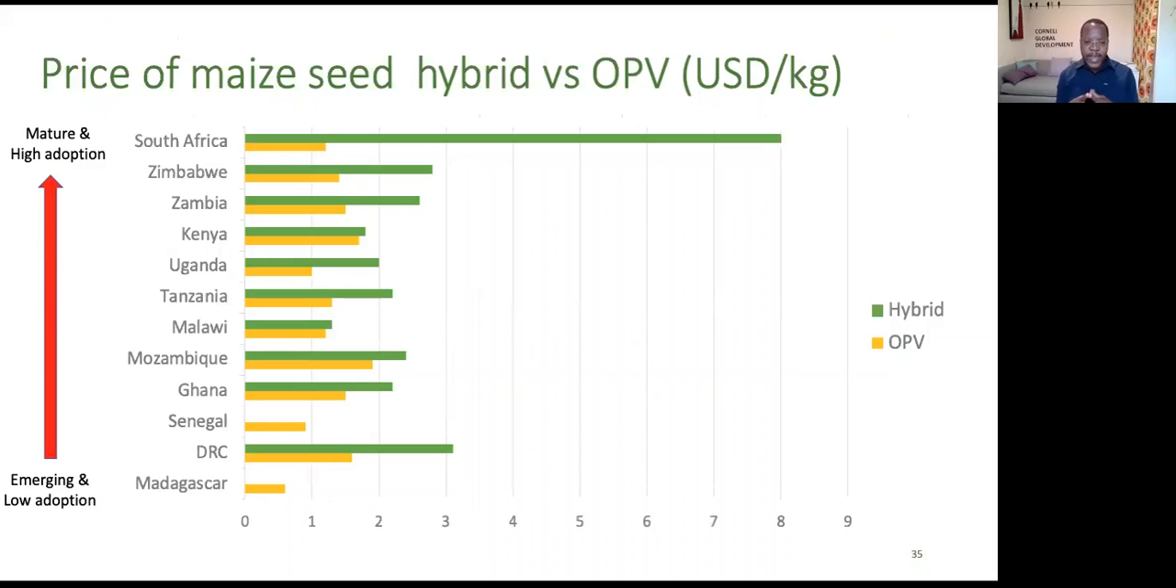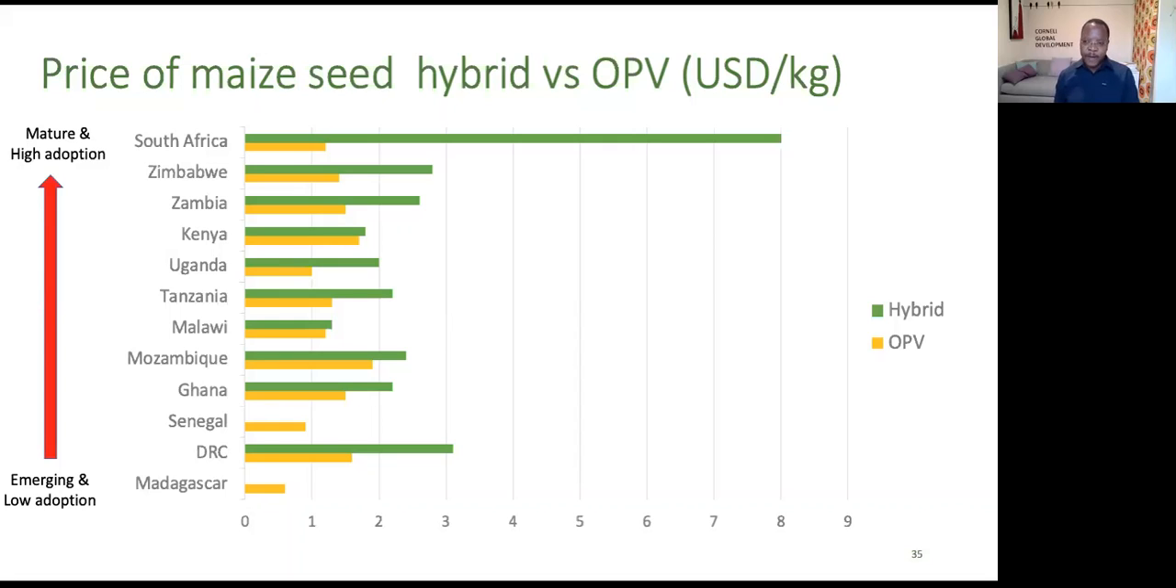This is the price of 1 kg of maize. OPV is averaging about $1 per kg, and hybrids are averaging about $2 to $3 per kg in most of the countries. So a farmer who has maybe 2 or 3 acres needs an average of 5 to 10 kgs. So you're talking about $15 to $20 in terms of investment. Given the returns that can come from this, I don't want to downplay the cost, but this is not as much as what you would expect with other technologies.